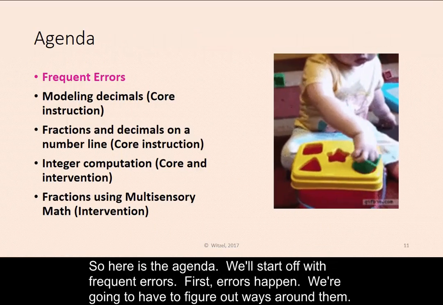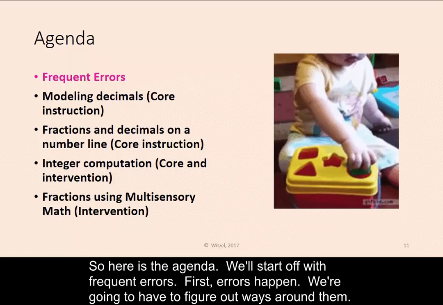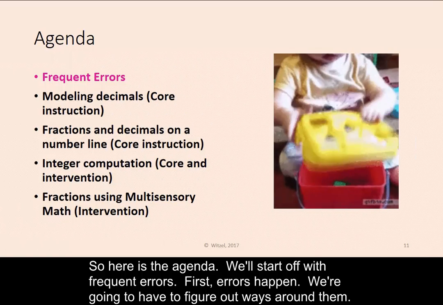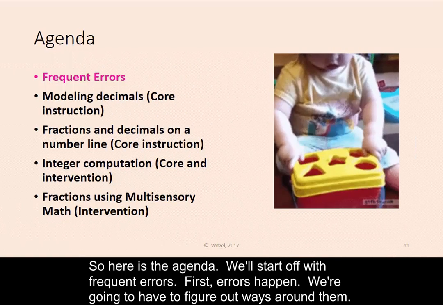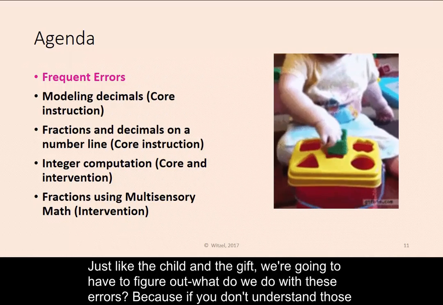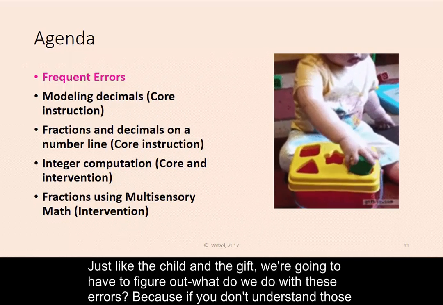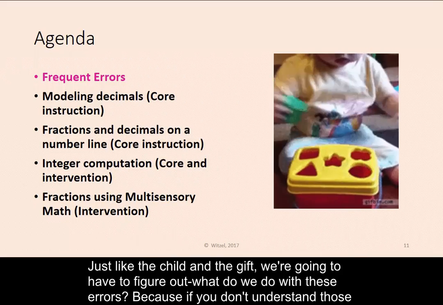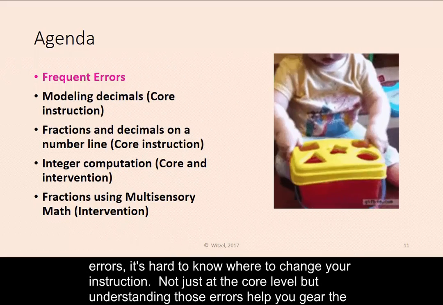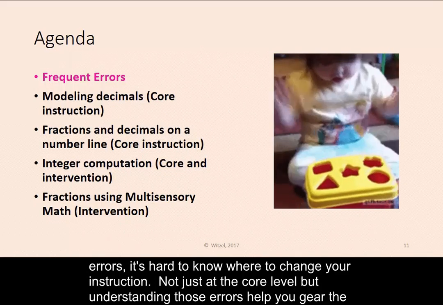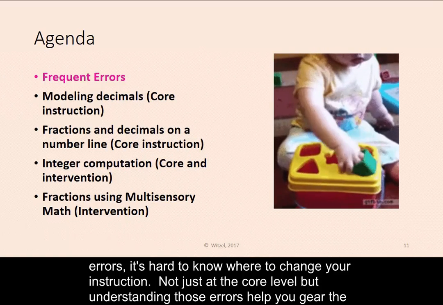So, here's the agenda. We're going to start out with frequent errors. First, errors happen. We're going to have to figure out ways around them, just like the child in the GIF. We're going to have to figure out what do we do with these errors. Because if you don't understand those errors, it's hard to know where to change your instruction. Not just at the core level, but understanding those errors help you gear the intervention.